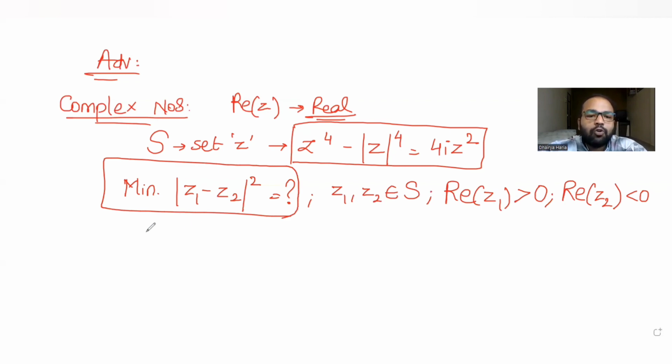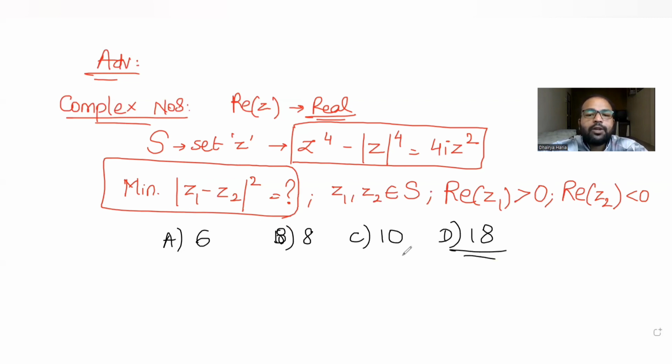Let's see how we do this. We have been given four options. A is 6, B is 8, C is 10, and D is 8. We need to figure out which of the four options is the minimum value of this expression. First of all, let's simplify this expression so we get an understanding of what it tells us.